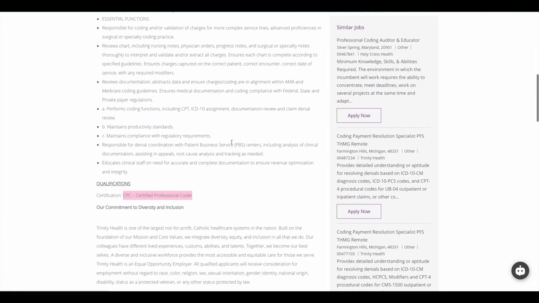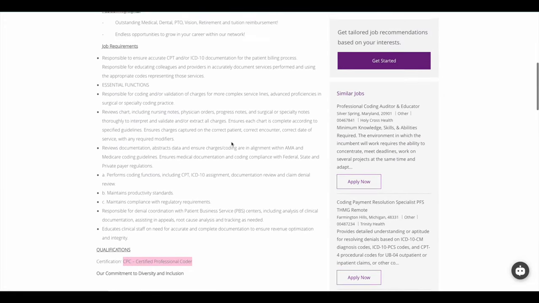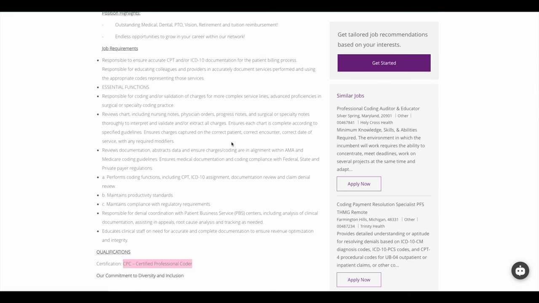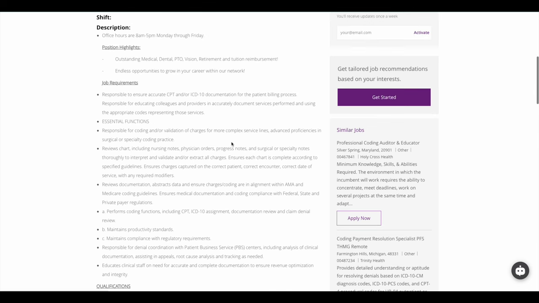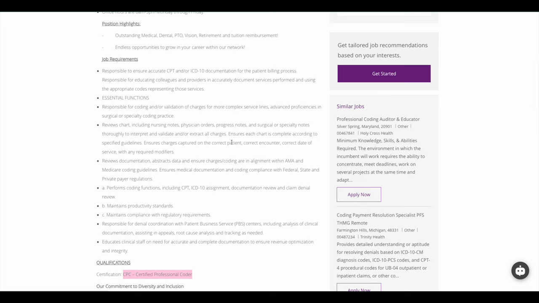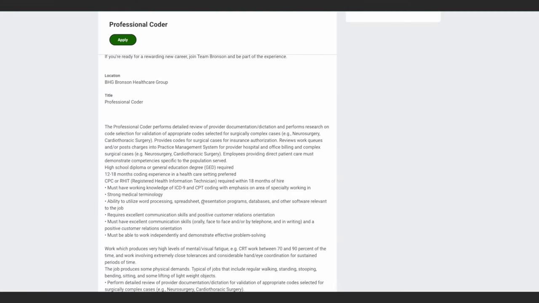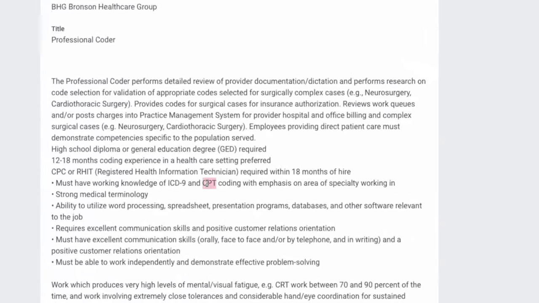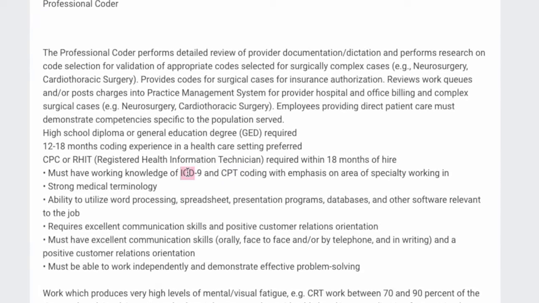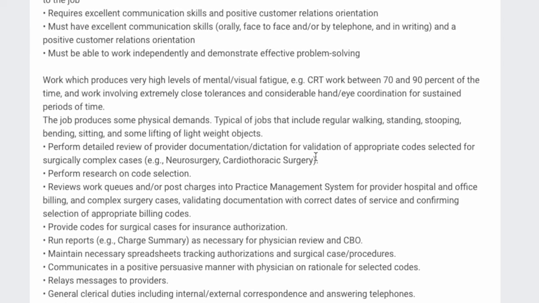I searched and searched and searched for it, and it did not state anything about the experience that they wanted the candidate to have. So if you have little to no experience in coding, I would be all over this position. So down here, it states that you will be doing some CPT and ICD coding here. They want you to have 12 to 8 months of coding experience. It didn't state if it was remote or not.